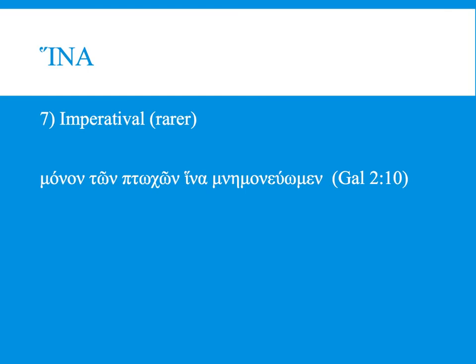And then finally, imperatival uses: only the poor that we might remember. So this is actually a little bit convoluted and abbreviated phrase, but this is Paul reporting back to the Galatians about the Jerusalem Council and how the Jerusalem Council didn't add any new teaching to them. They just wanted them to remember the poor. So it's kind of an imperatival idea, it's an imperative that they remember them. This is a rare idea, and you won't encounter it too often.